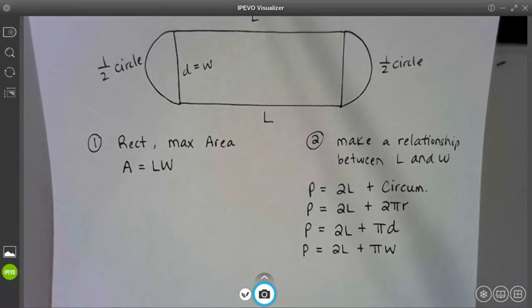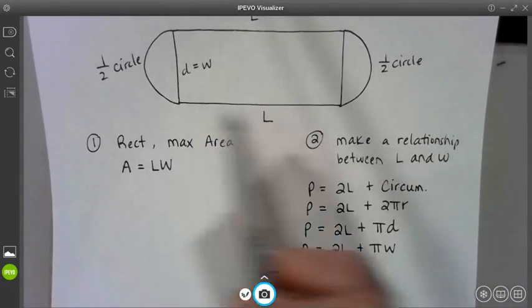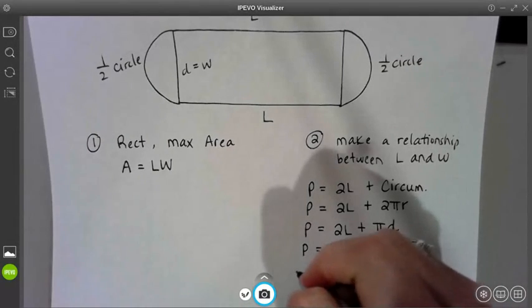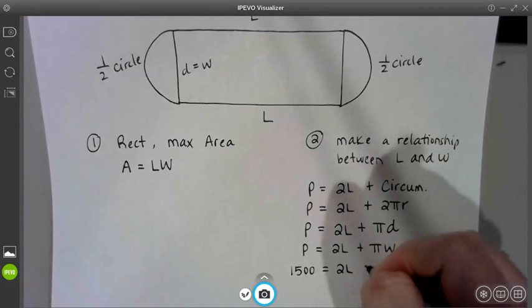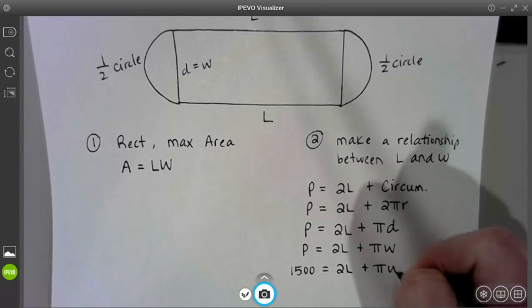And there's one other thing we know. They told us that that perimeter is 1,500. So I know I can put 1,500 in for P, and now I'm only working with an equation that has an L and a W in it.